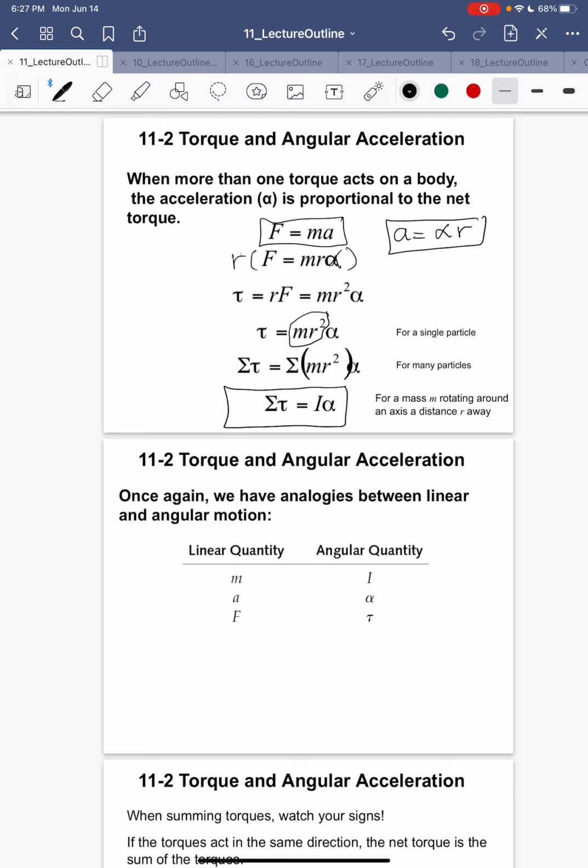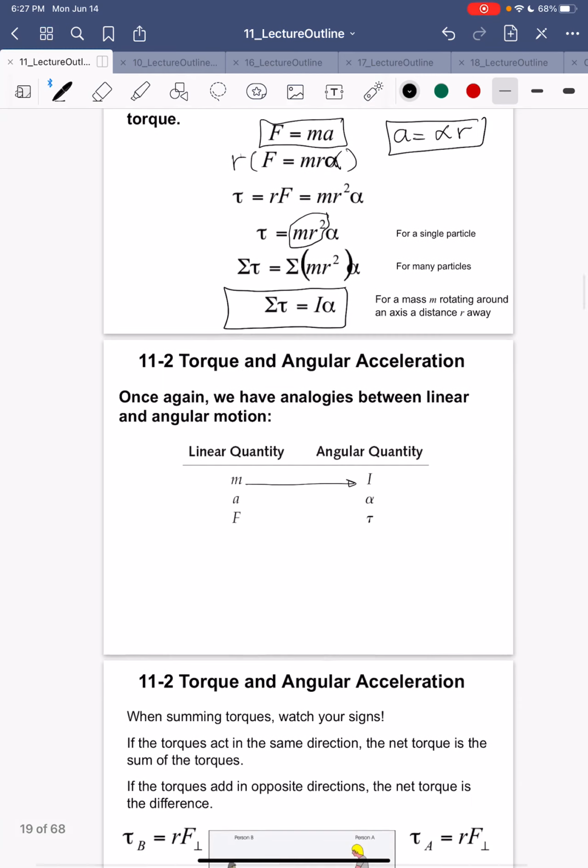Now, we also need to bring to your attention that there are analogies between the angular and the linear motions. The mass is related to inertia, and I is the rotational inertia. a is the acceleration, and alpha is the angular acceleration. Force is the cause of the change in the acceleration, and torque is the cause for changes in alpha. Finally, this is sigma F equals ma, and this is sigma torque equals I alpha.